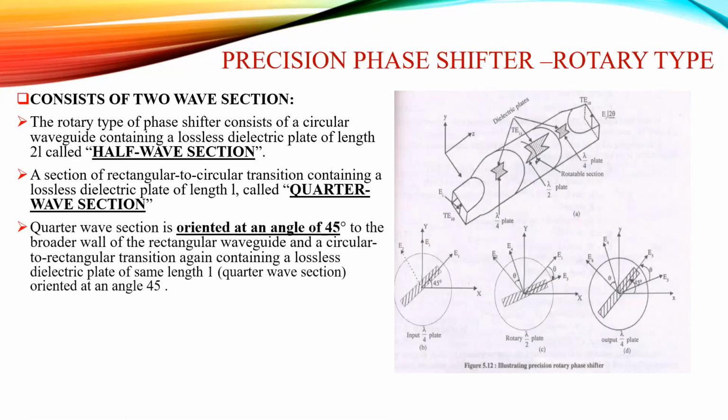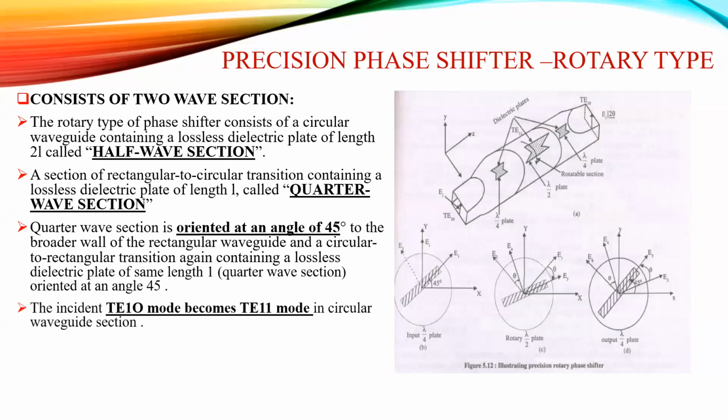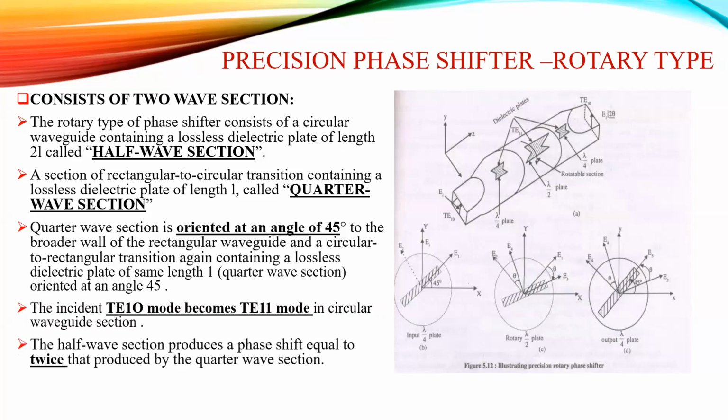The quarter wave section will be oriented at an angle of 45 degrees to the broader wall of the rectangular waveguide, and a circular to rectangular transition will have the same length L and will be oriented at an angle of 45 degrees. Whenever we do the transition from rectangular to circular, the incident TE10 mode will become the TE11 mode in the circular waveguide section. Finally, the half wave section is going to produce a phase shift which is equal to twice that of the quarter wave section.